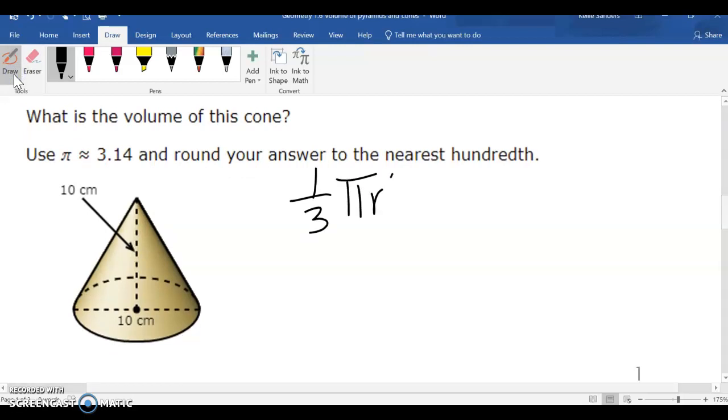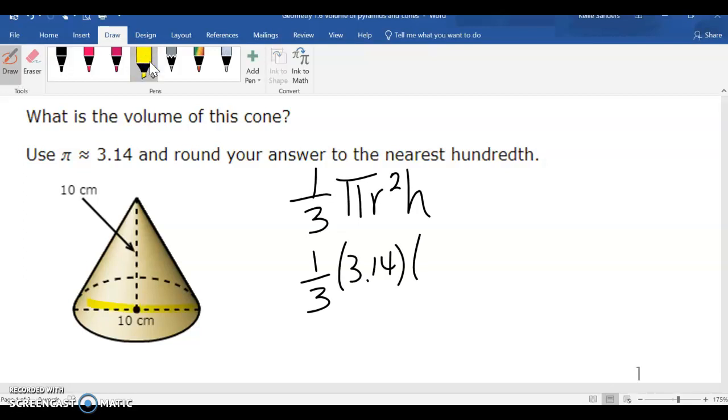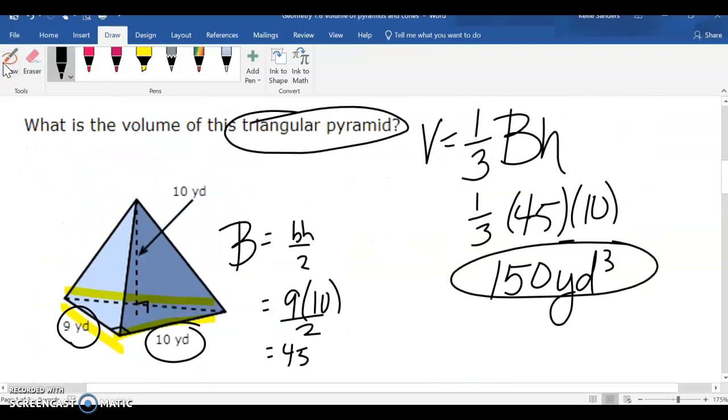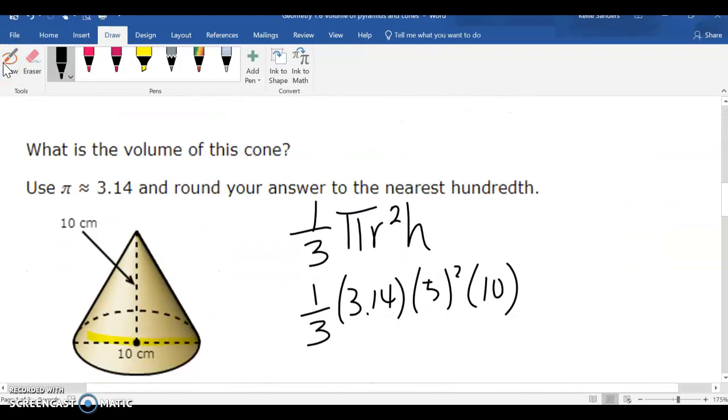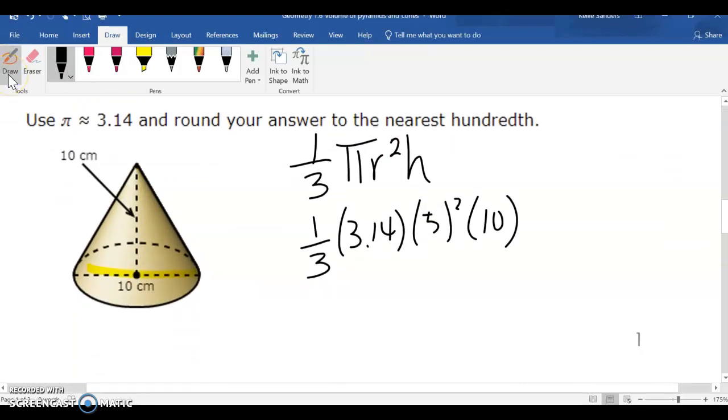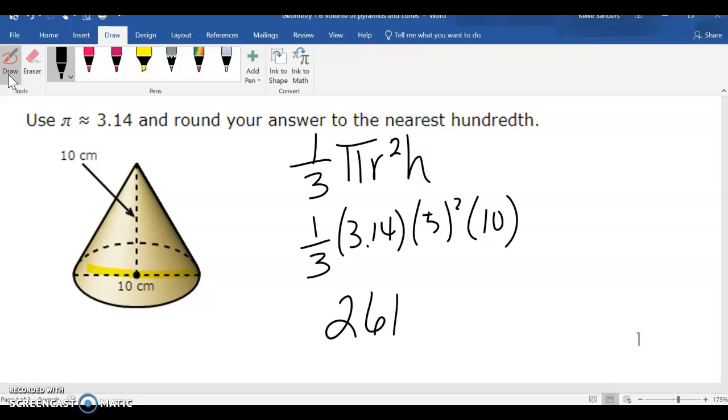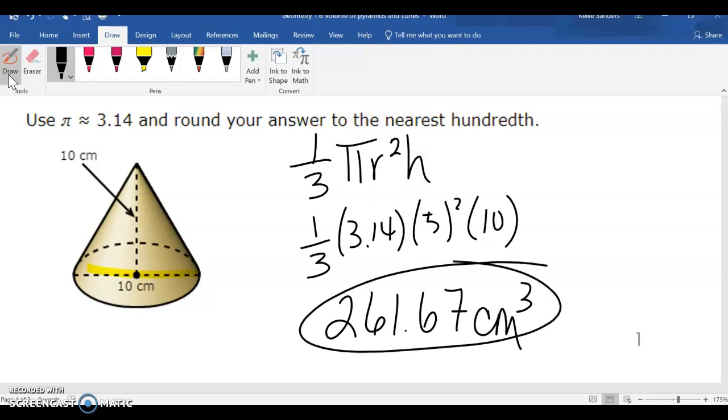One-third area of the base times height. 1/3 3.14. The diameter is 10, so the radius is 5, and the height is, just out of curiosity, did I not just do that over there? 5 and 8. This is 5 and 10. Okay. Alright, so 3.14 times 5 squared times 10 divided by 3. 261.67 centimeters cubed.